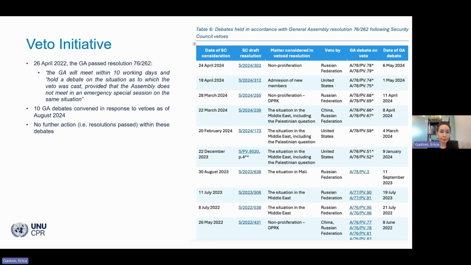But already, partly because we've seen a more active terrain for vetoes in the last 2 years than in some time, there have been a number of debates triggered. So far, there have been 10 debates in the GA. So far, in each of these, the debates have not resulted in action, in a follow-on resolution on the matter. But of course, this is the potential, and many member states debate whether that will be the forward direction of the veto initiative.